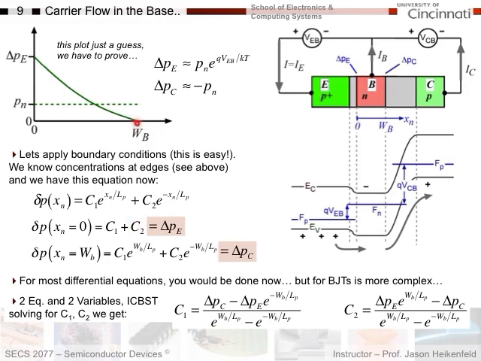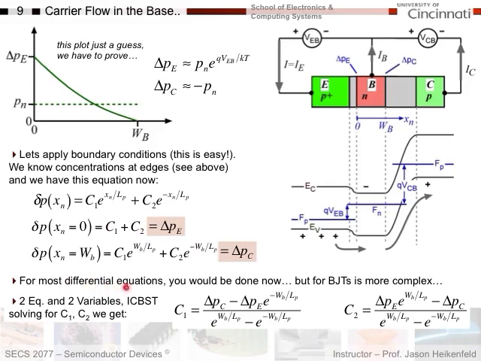And I can do the same thing at WB. At WB, I substitute WB in for x. And I know at that end, at WB, my excess is delta PC, which is minus P sub n. So I set that equal to delta PC. So now I've got basically two variables and two equations. Okay, two variables and two equations.